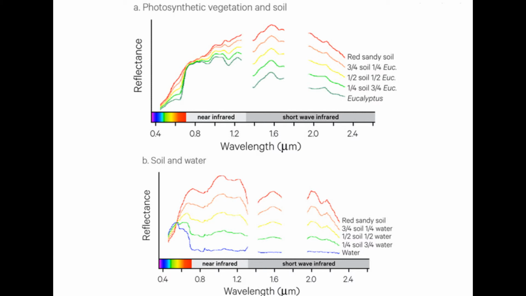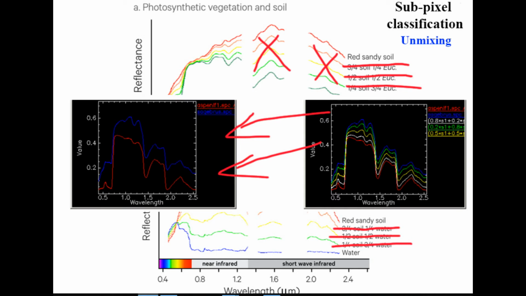And so you might want to have more soil or more vegetation, because a pixel has soil and vegetation in it. So you might want to only be looking at vegetation or only soil. So that's what spectral mixing is, and you see that in those two graphs there.